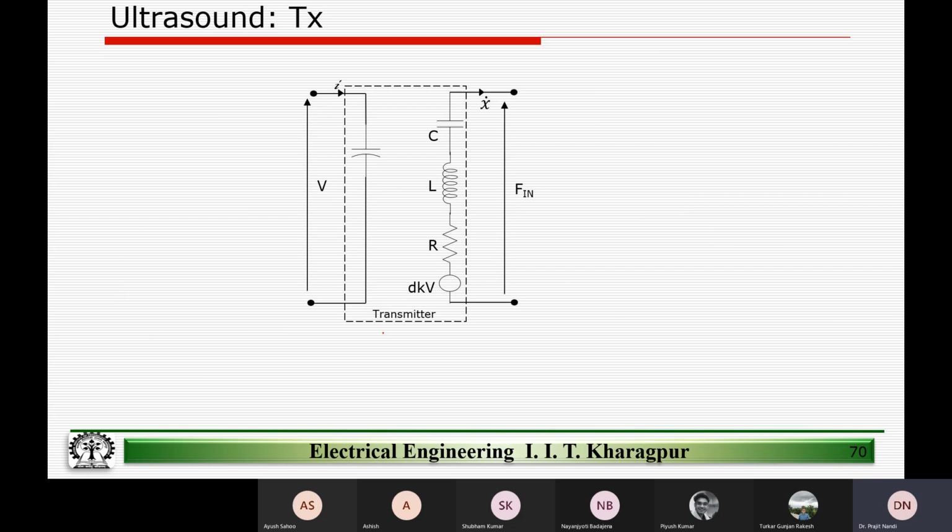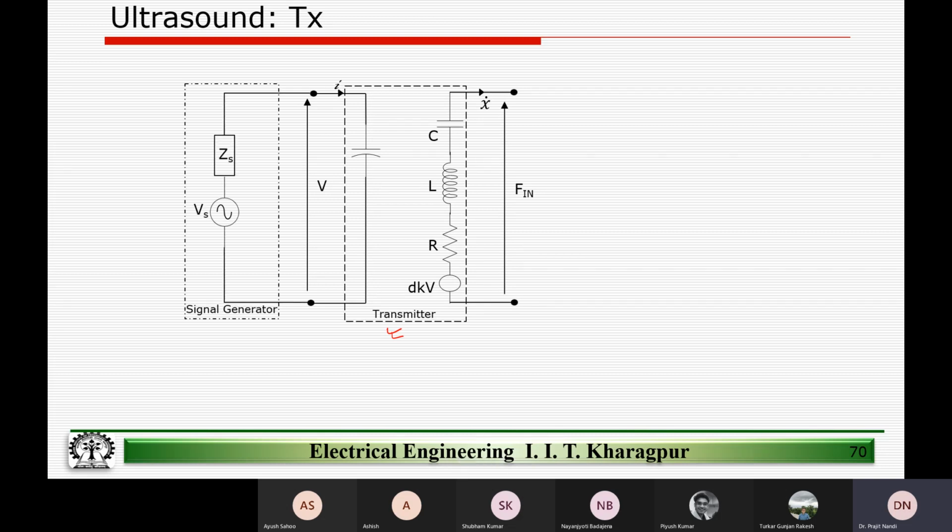Let's do that. Now that we know how the transmitter is going to look, we are going to apply the voltage by some voltage source or a signal source, right? And how can we represent a signal source? We can represent a signal source by a signal generator, and this is the signal source. And ZS is the output impedance of the signal generator.